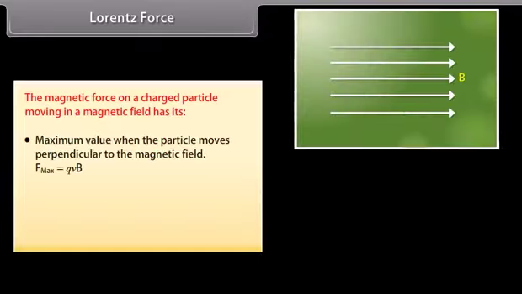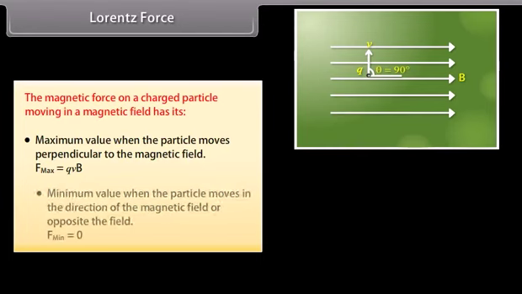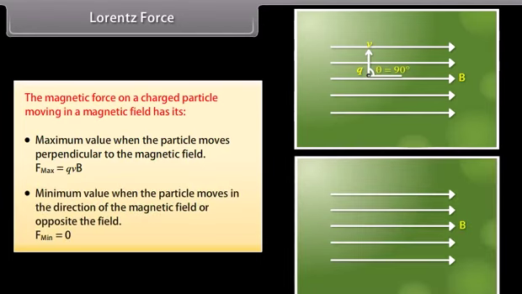The magnetic force on a charged particle moving in a magnetic field has its maximum value when the particle moves perpendicular to the magnetic field. F max is equal to QvB. It has its minimum value when the particle moves in the direction of the magnetic field or opposite to the field. F minimum is equal to 0.